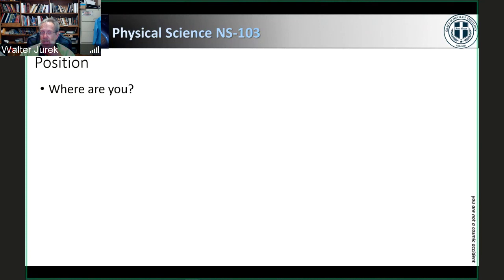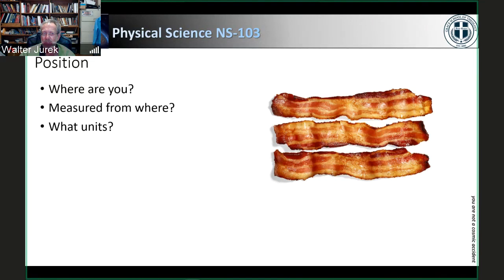But in one sense, where are we measuring from? You have to have a spot to measure from. And we have to have this stuff called units to go along with what that number is.